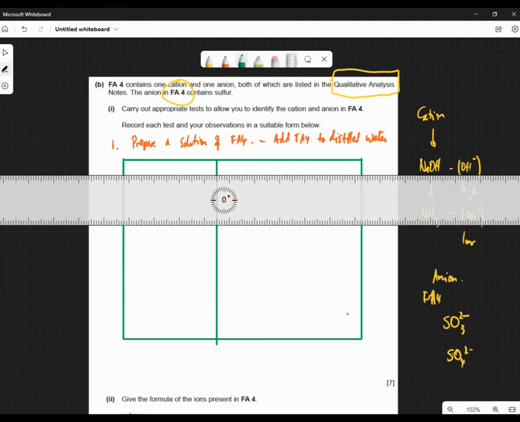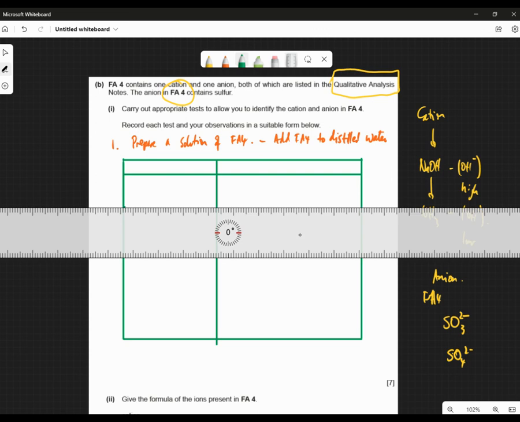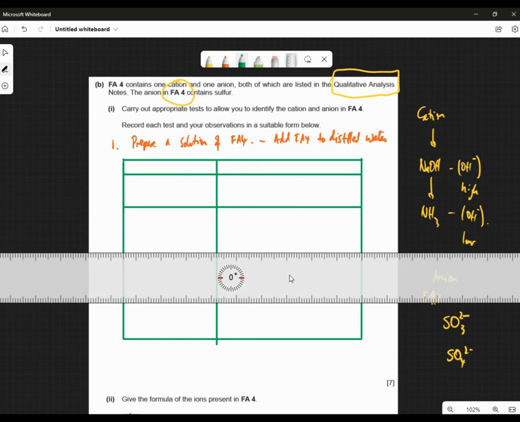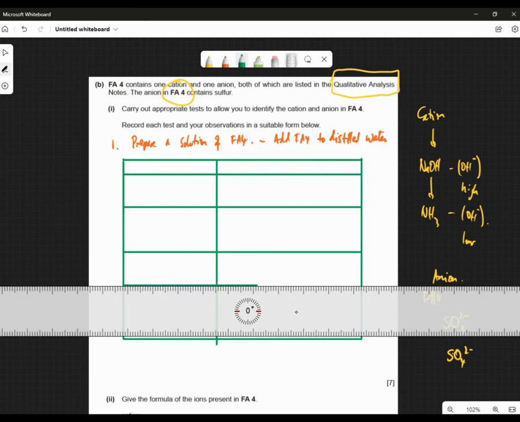You learn to draw these tables very quickly. Obviously, this is taking ages for me. All right, so I'm going to do 2 tests on my cation. I know what they are. One of them is sodium hydroxide, and one of them is ammonia. And there's about there, isn't it? There. And I do a line there, something like that. Oops. And there you go. I've drawn a nice table.